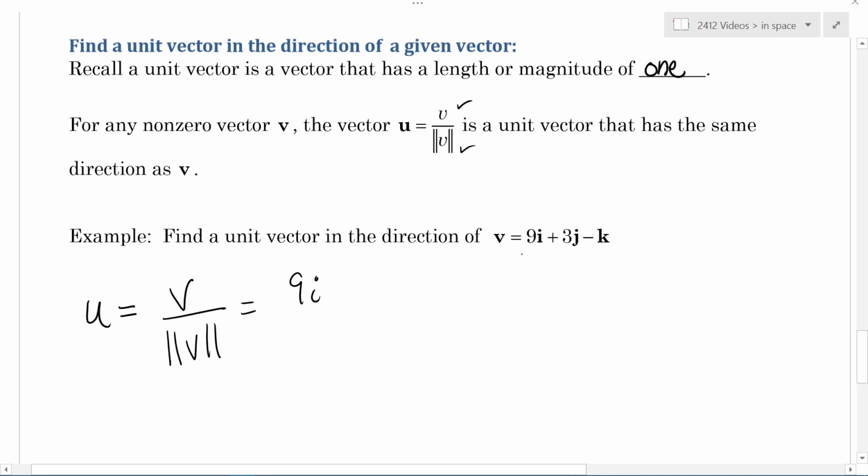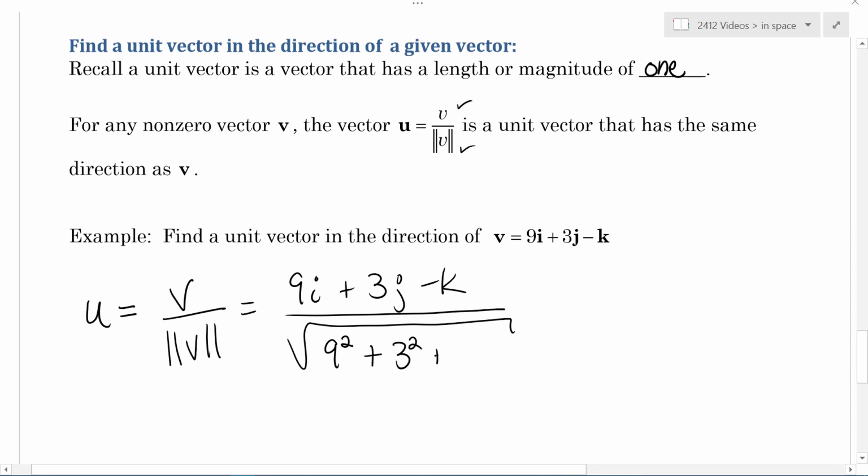So the original vector, 9i plus 3j minus k, and we're going to divide that by its own magnitude. So the magnitude of a vector in 3 dimensions, we're just going to take each component of that vector and square all 3. So I'm going to square the number in front of i, the number in front of j, and the number in front of k there, which is a minus 1. Okay, let's simplify that. That's 81 plus 9 plus a positive 1, because negative 1 squared is a positive 1, and I get the square root of 91.